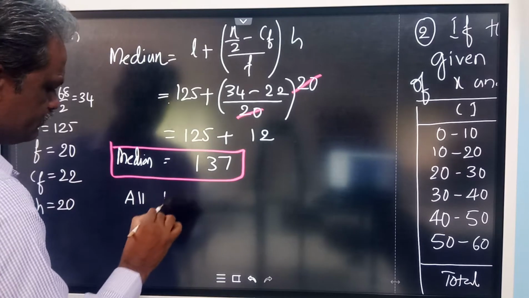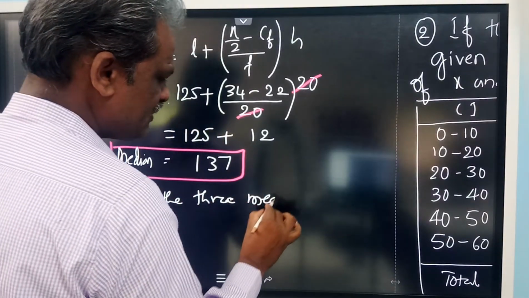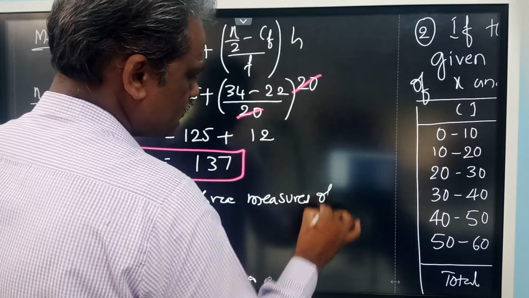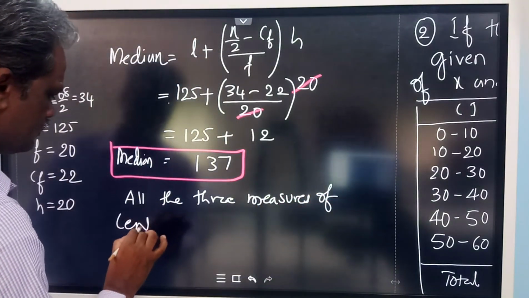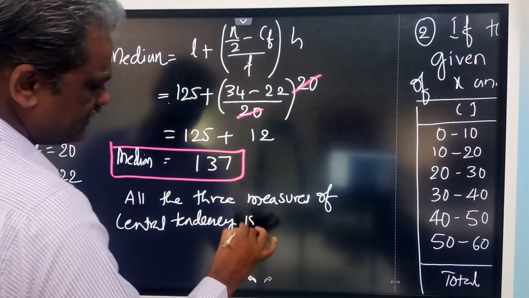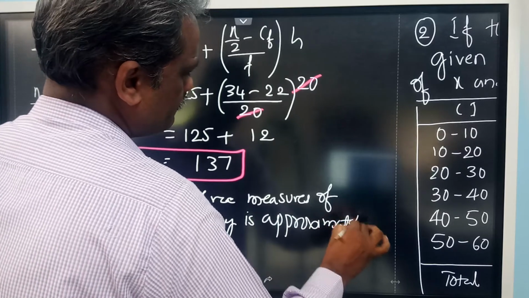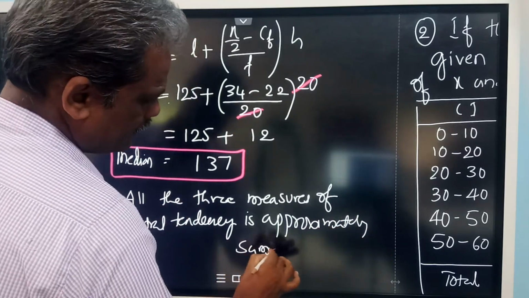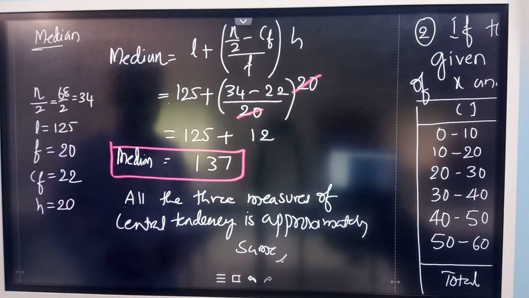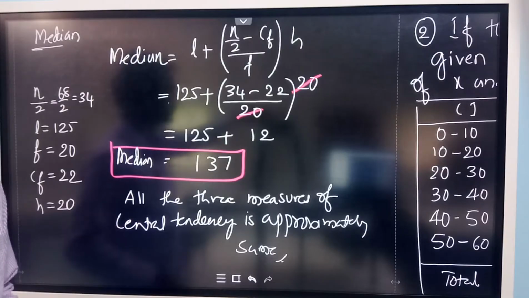All three measures of central tendency are approximately the same. They have told us to compare these three measures of central tendency, so that's why we are finding almost the same answer.